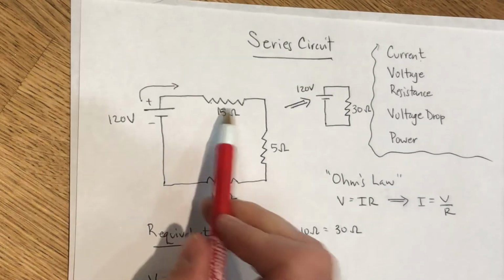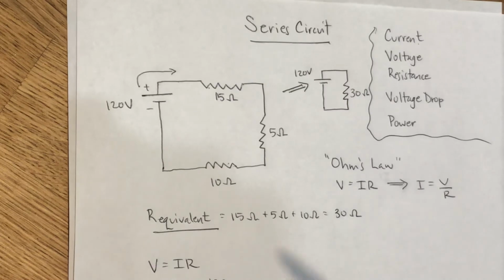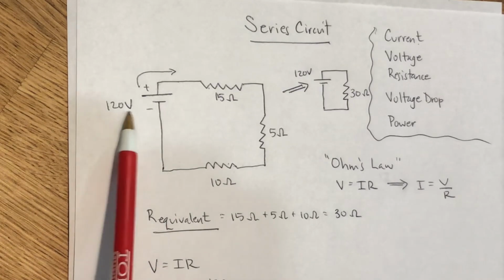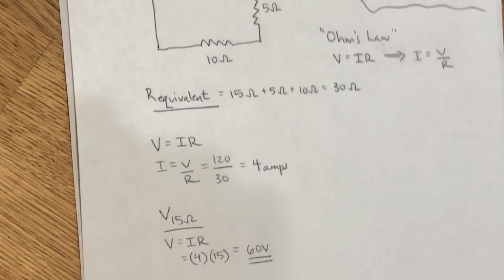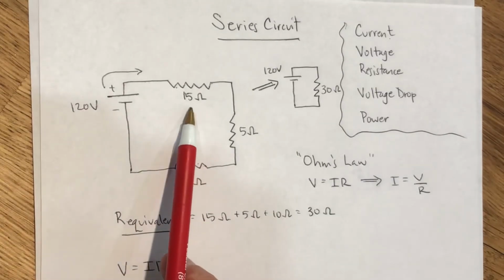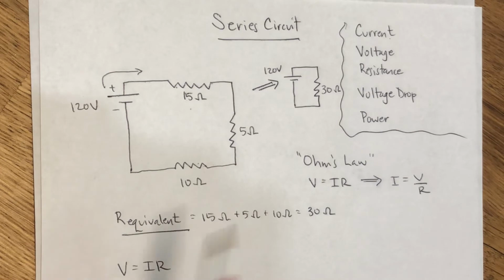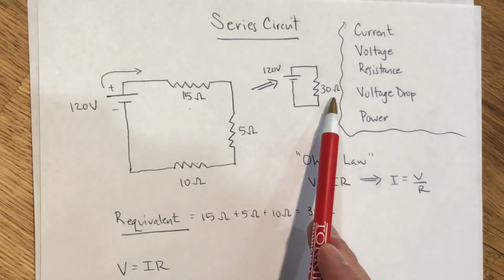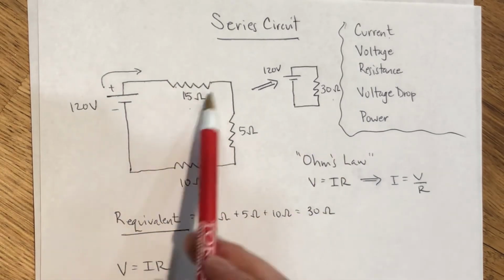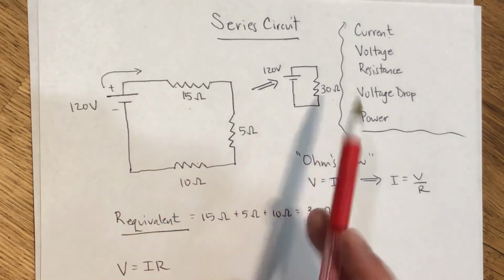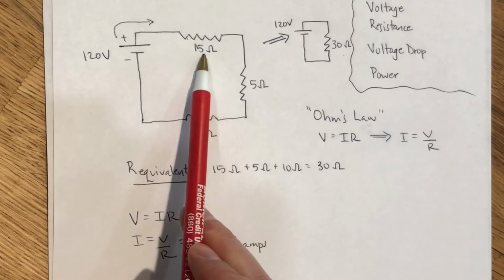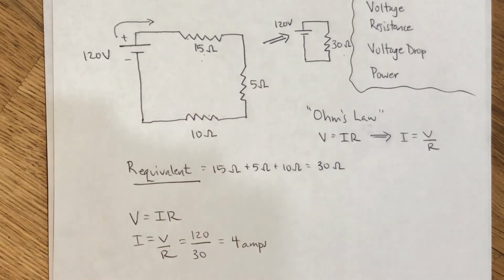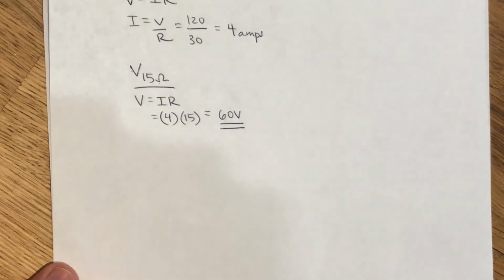So notice here, if you take a step back, we have 120 volts of electric potential energy to work with. Well, 60 of it, or half of it, was consumed right here. And that should make sense because, again, our equivalent resistance for the whole circuit is 30 ohms. And right off the bat, this very first device, 15 ohms, is half of that 30 ohms. So if the very first device provides half of the resistance in the entire circuit, then it's going to consume half of the electric potential energy or voltage.